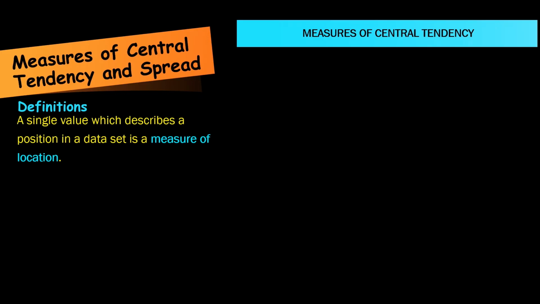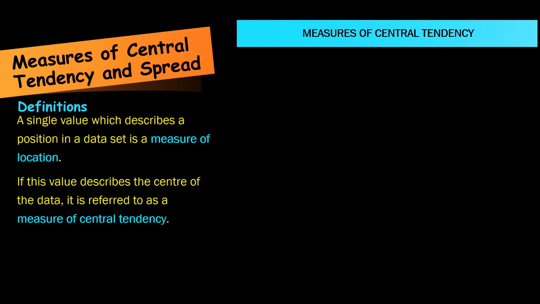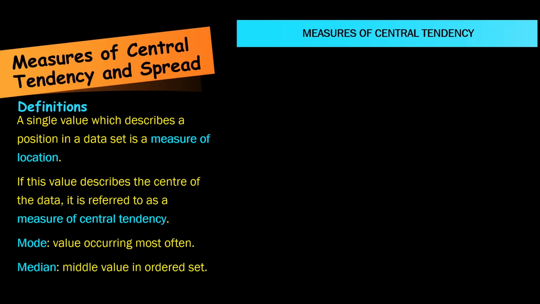A single value which describes a position in a dataset is a measure of location. If this value describes the center of the data, it is referred to as a measure of central tendency. The mode is the value occurring most often. The median is the value in the middle of an ordered data set. And the mean is the sum of the data values divided by the number of data values.